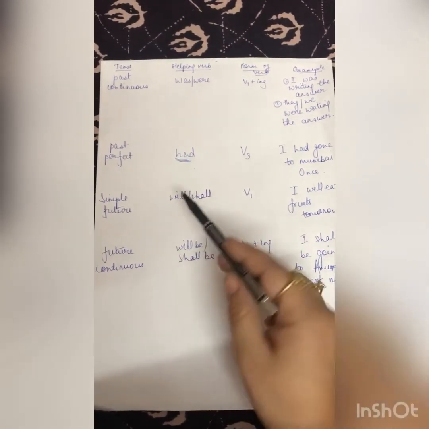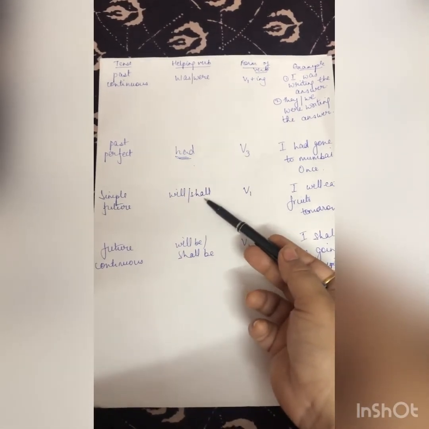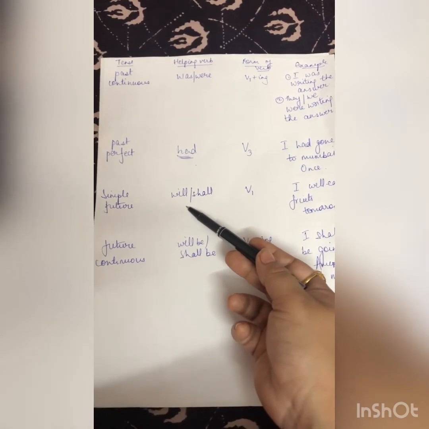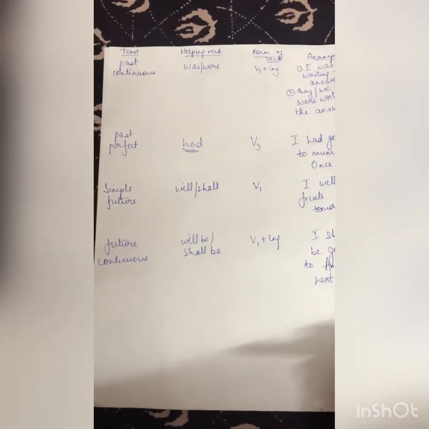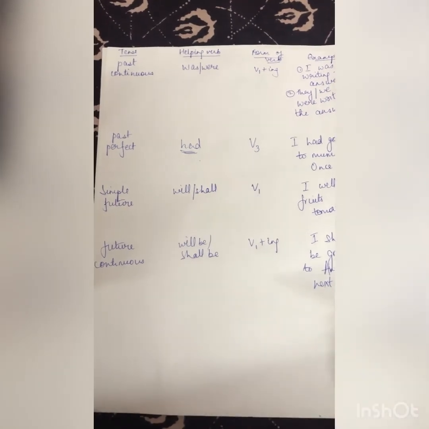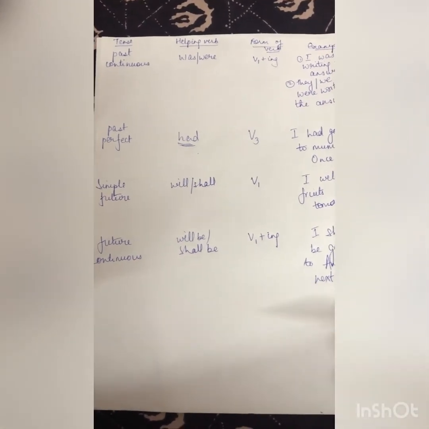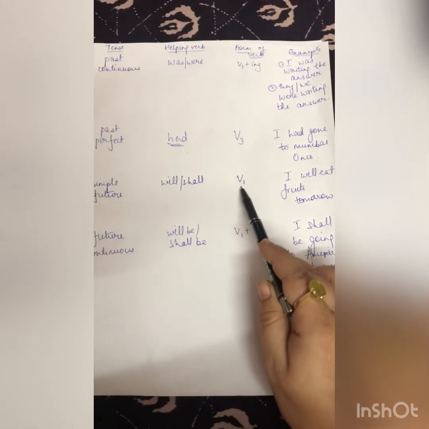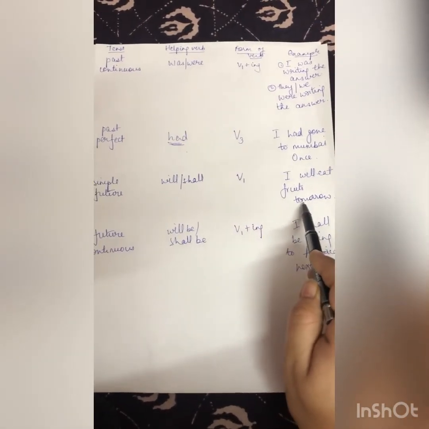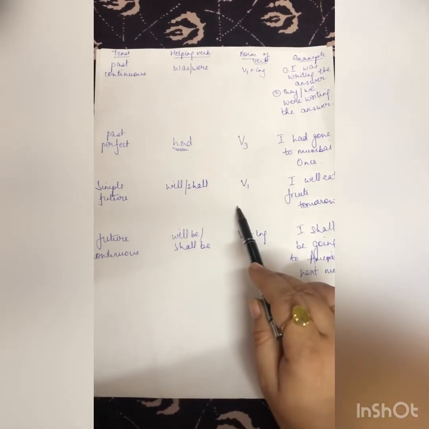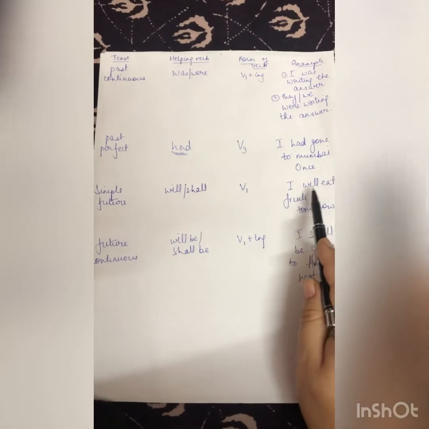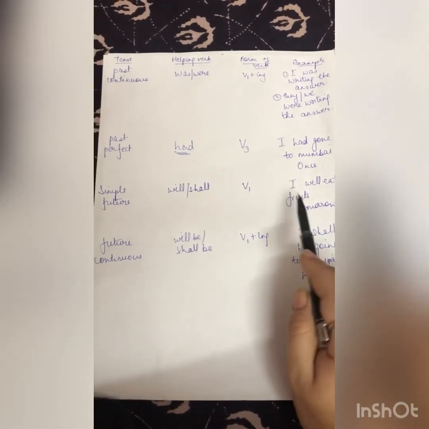Simple future, will or shall. In most of the cases it is will. Generally in today's time we use will, and shall is generally used where the subject is either I or we, W-E. First form of verb is always used in simple future tense. For example, I will eat fruits tomorrow. This expresses an action that will take place in the time to come, in the near future. So I will eat fruits tomorrow.